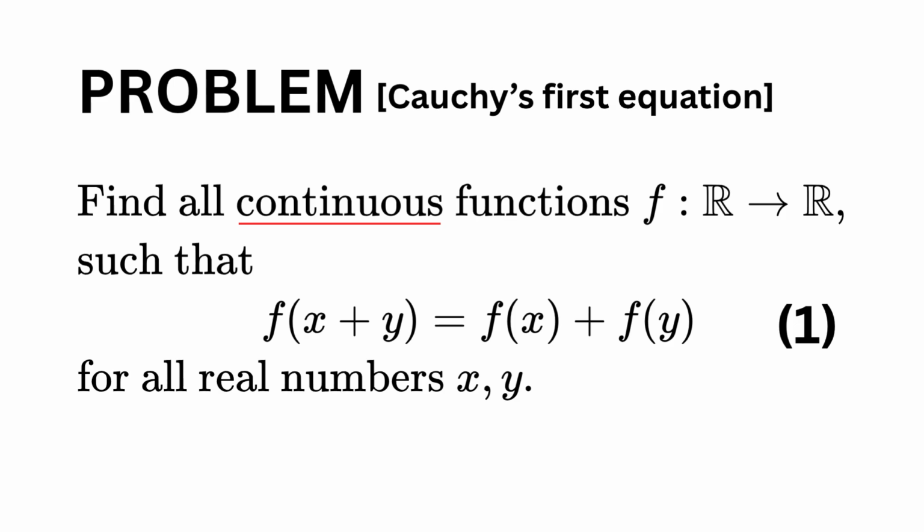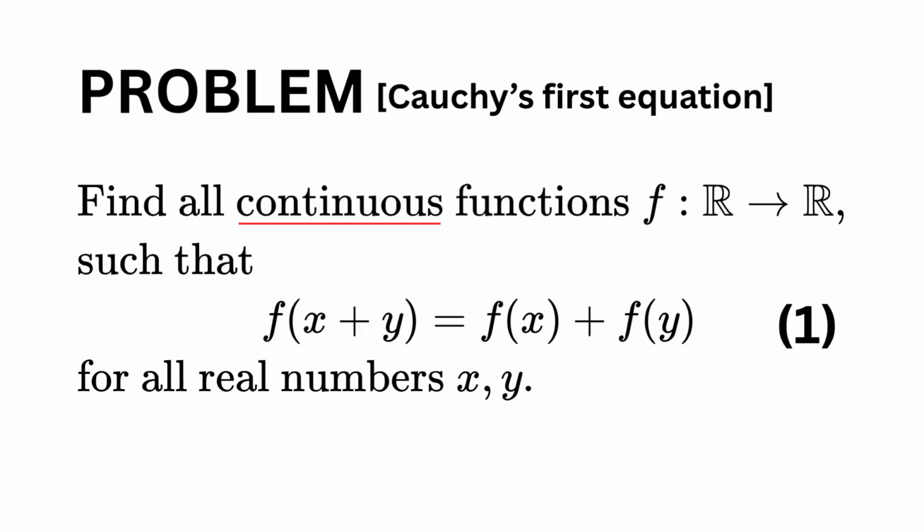Cauchy was the first mathematician to write a rigorous calculus text. The famous and widely recognized functional equation shown on screen appeared in his 1821 landmark textbook entitled Cours d'analyse de l'École Royale Polytechnique. Cauchy solved the functional equation to find all continuous functions which satisfy it. The equation is now known as Cauchy's functional equation, or more precisely Cauchy's first functional equation.